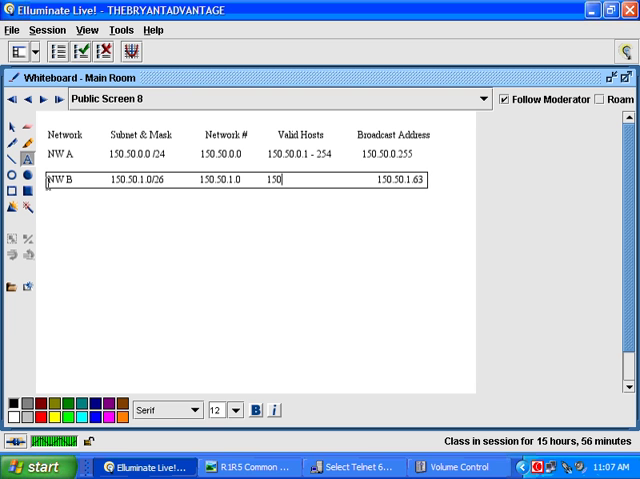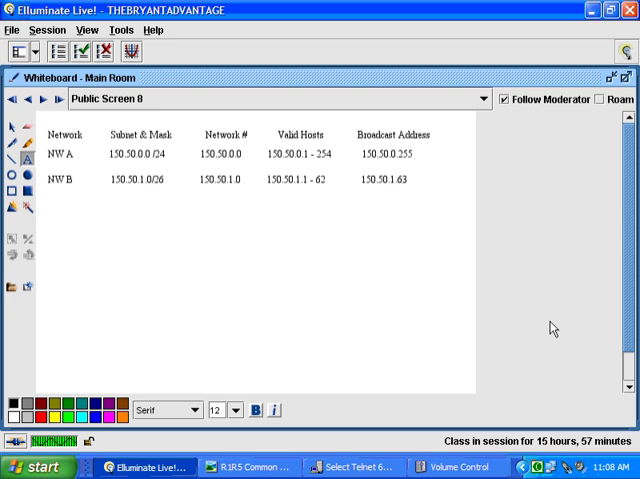This may push it over, let's see. Yeah, it did. 1.1 through 62. Those are our valid host addresses. So now we're creating a VLSM scheme. We're getting it done. We've already come up with 2 subnets and 2 masks, and we're going to do the same thing for the next couple of networks that we were given.